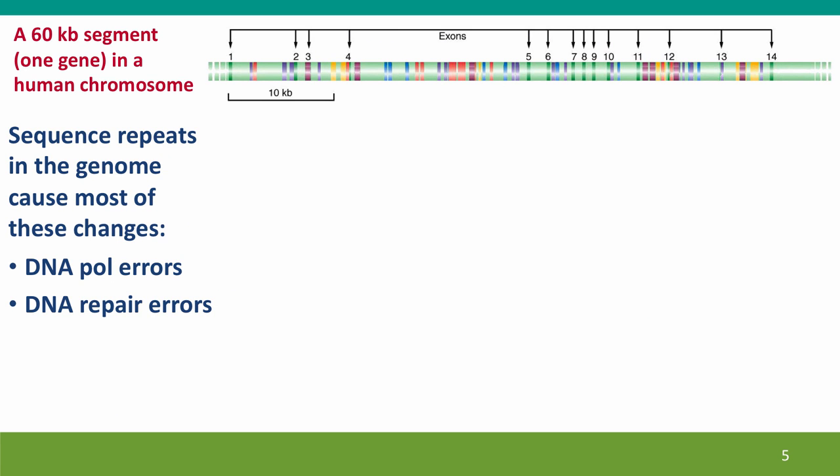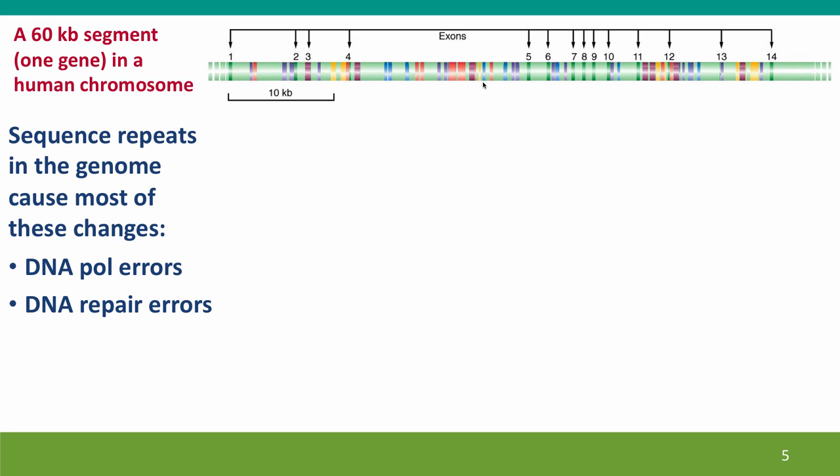Now, many chromosome rearrangements are caused by the presence of repeated sequences in the genome. These cause both the DNA polymerase errors that I'm about to discuss and many of the DNA repair errors that we're going to see in the next lecture.